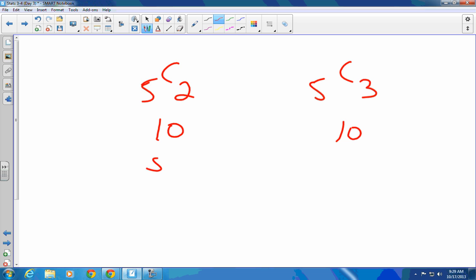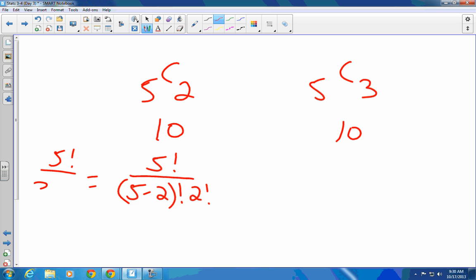Because you take n factorial over n minus r factorial, r factorial. So this one ends up being 5 factorial over 3 factorial, 2 factorial, right? This one is 5 factorial over 5 minus 3 factorial, 3 factorial.